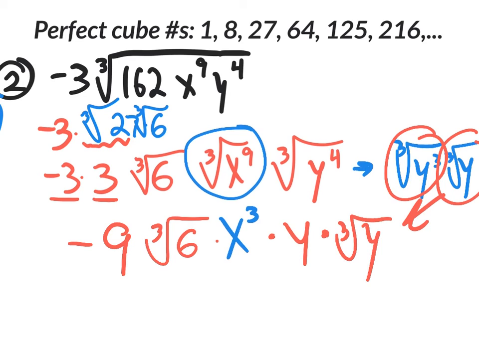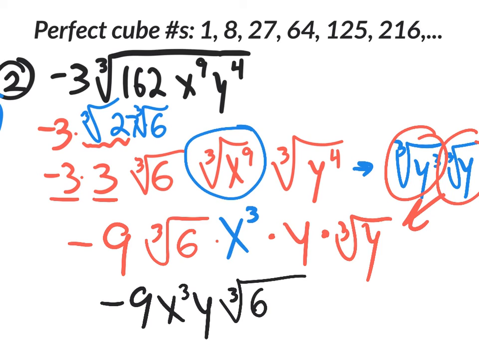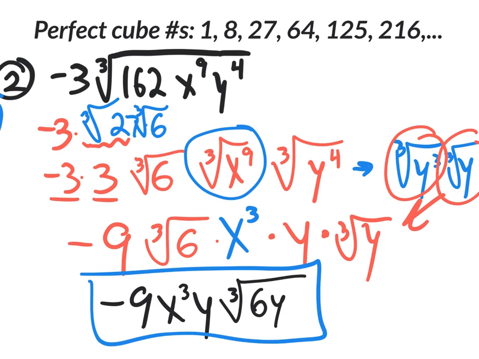And now let's just rearrange it. Let's put our nice number first, negative 9, and then our nice variables, x to the third, y, and then our radicals, which in this case are third roots of both 6 and y together underneath one radical. These type of questions will be on the test. Please watch this video over, study these questions.